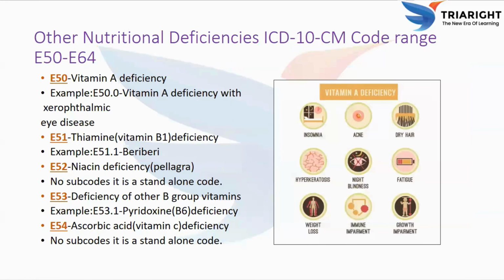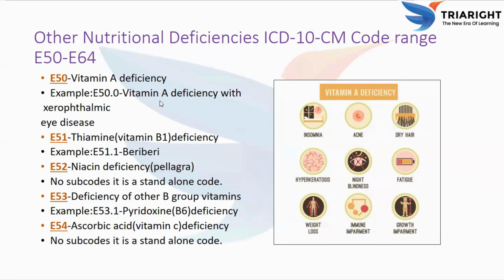And then next, coming to the next slide, these are other nutritional deficiencies. This falls under the ICD-10-CM code range E50 to E64. Vitamins are micronutrients needed in small amounts for various body functions. Deficiency of vitamins can cause specific diseases which are classified under the category E50 to E64. So coming to the first one, what is it? Vitamin A deficiency. It falls under category E50.